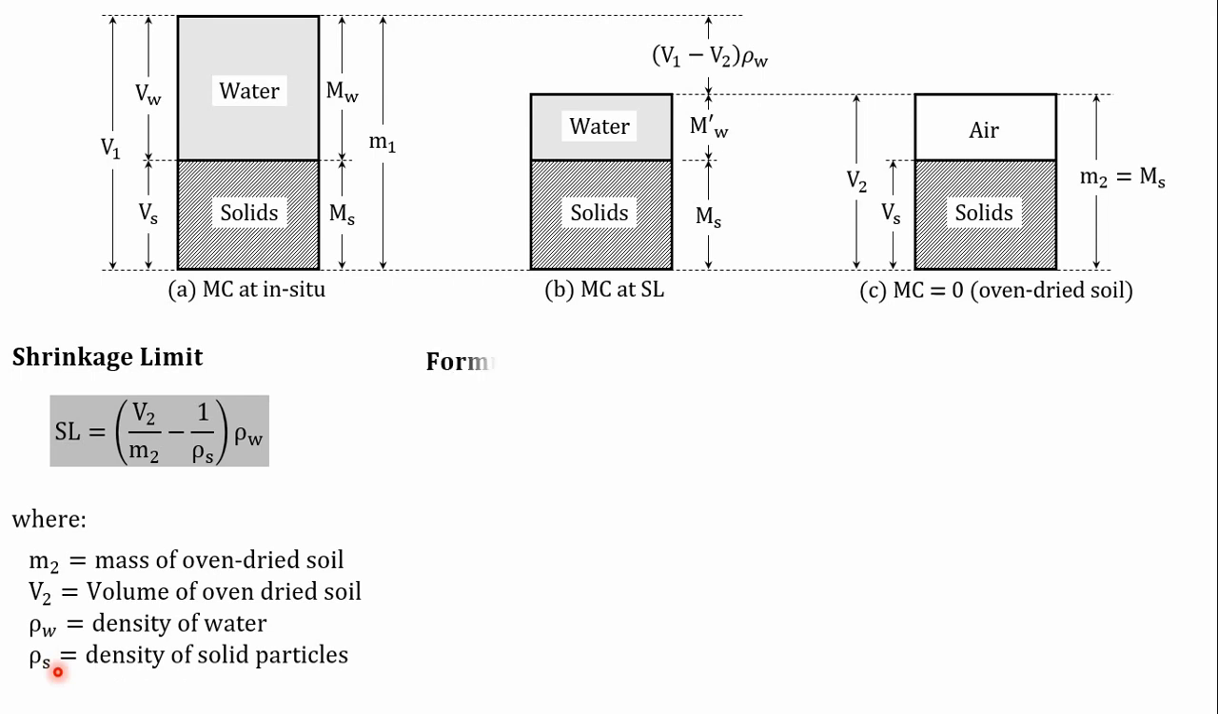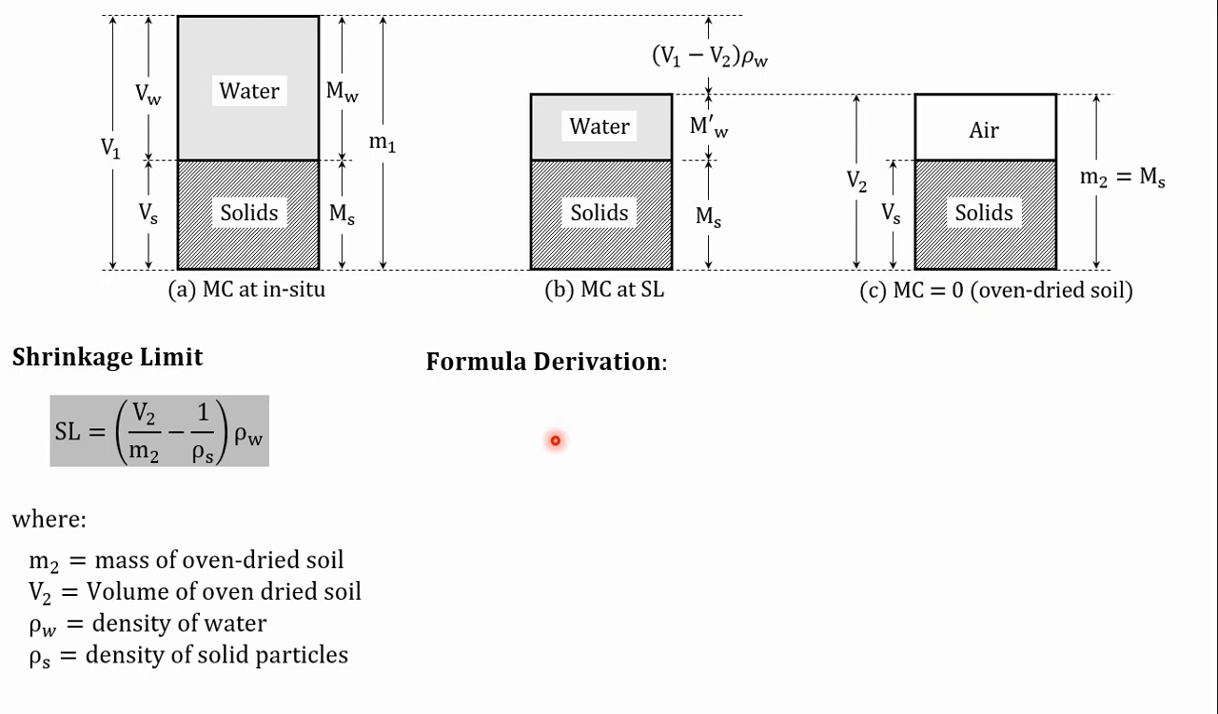Okay, so how do we derive this, class? What we want to do here, class, is this: when we say density of solids, when we derive the shrinkage limit, in order to have a density of solids, we really need to involve the volume of solids and the mass of solids to form the density of solids. Okay, so what transition will we use here, class? The transition we will look at, class, is from B to C, or the shrinkage limit to the oven-dried soil. Here we will look, class. Okay, you get me.